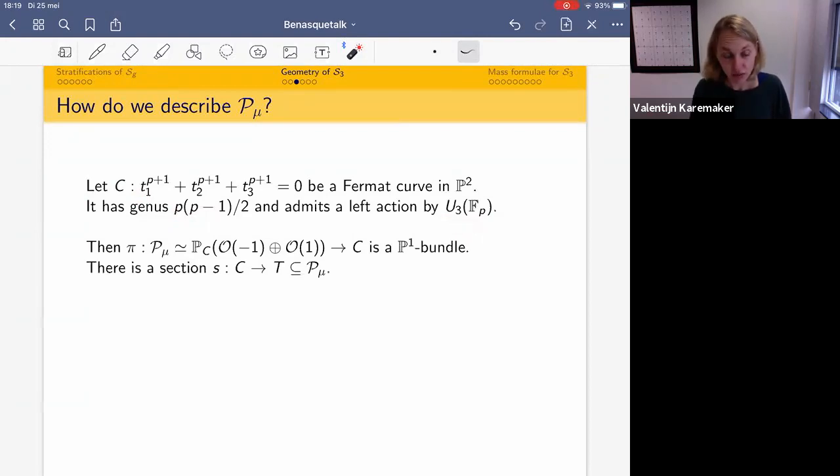And the reason this now comes into the story is that Li and Oort show that we can see this P mu as a P1 bundle over the curve C. So it's a vector bundle of rank 2. And it admits a section. So there's also a map going the other way from C back to P mu, and we call the image of that section T.